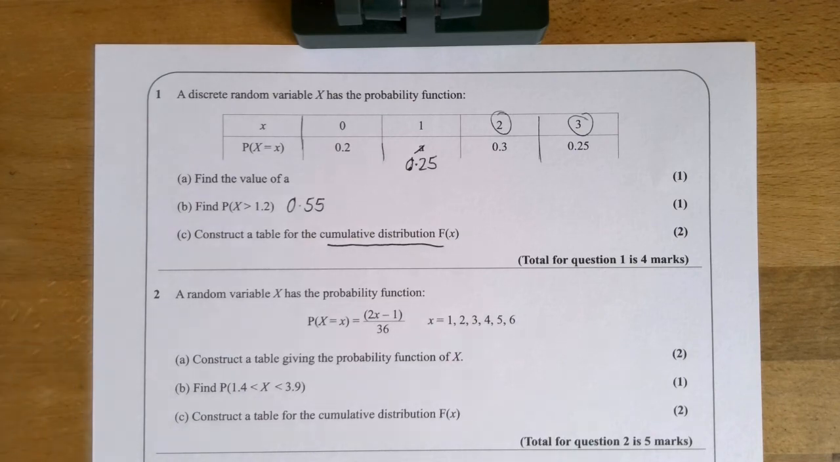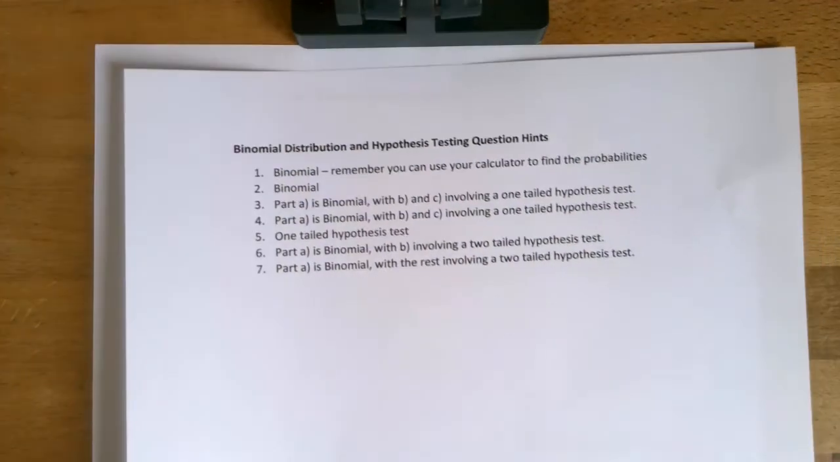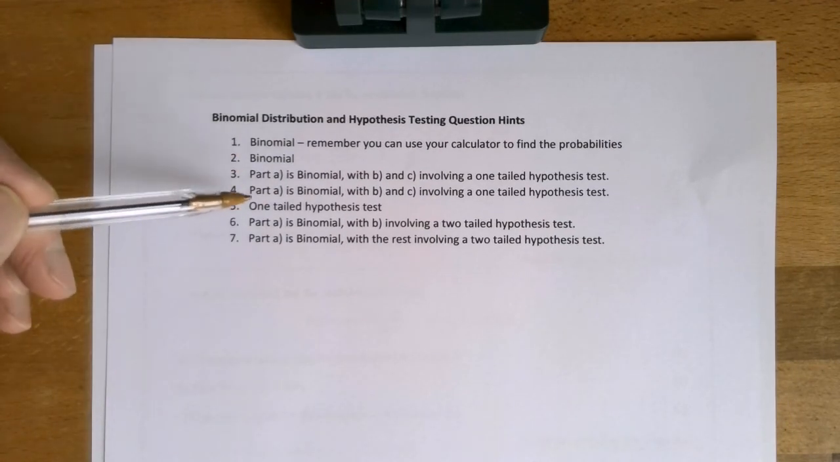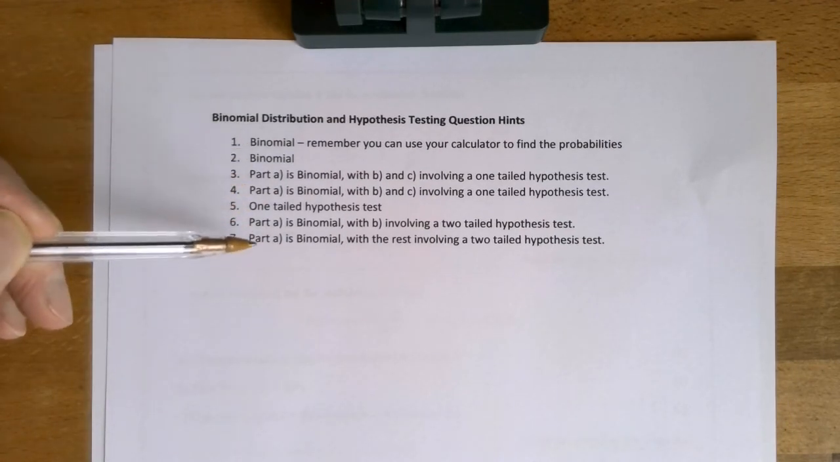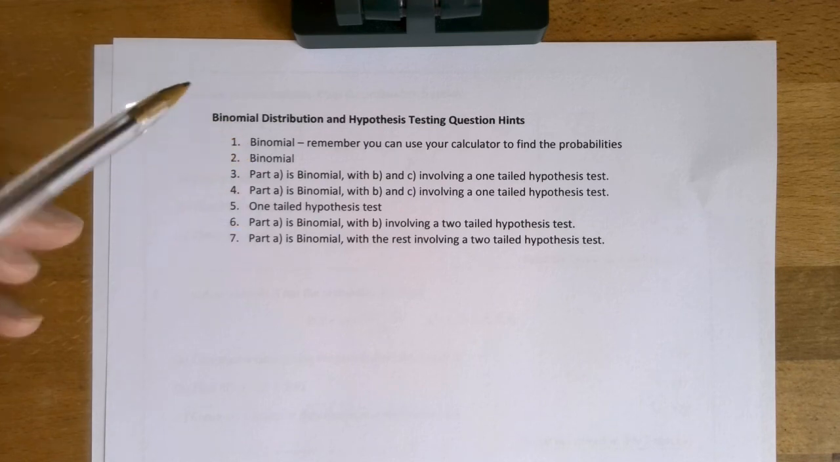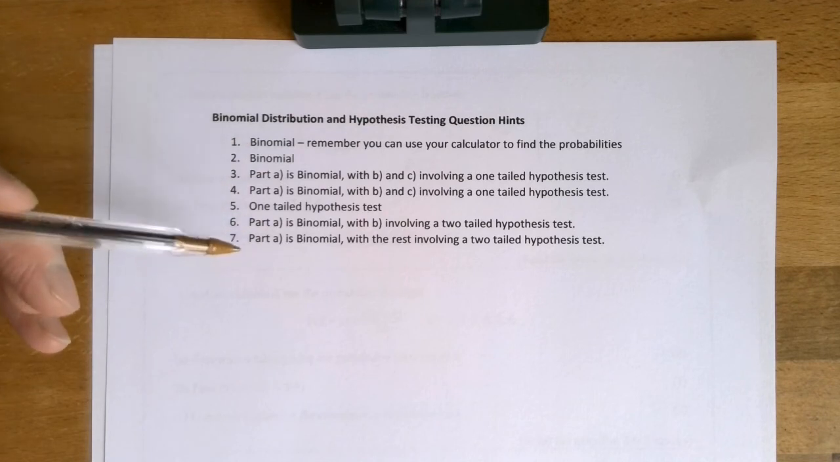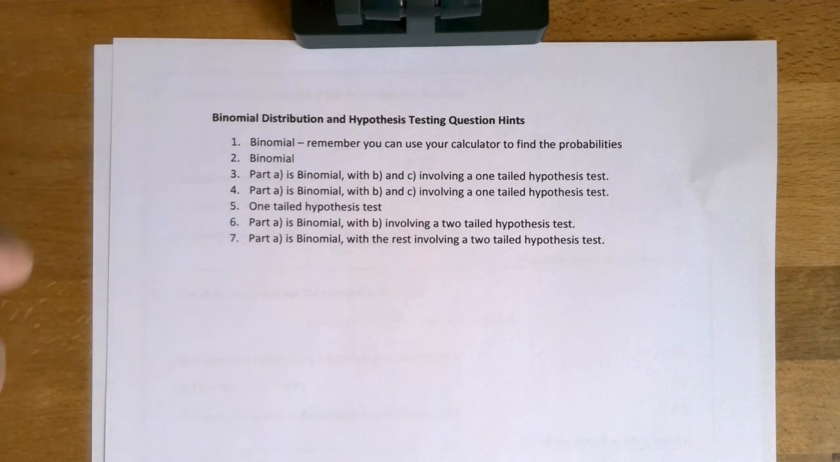And then the second set of questions are on the binomial and hypothesis testing. And what I've done is I've also attached a little PDF with some hints, just pointing out what sort of question those 7 questions are. So that refers to the binomial distribution and hypothesis testing questions. I've just put those hints in. You might not need those, you might decide to have a go and then look at the hints. But that's just a little bit of guidance to remind you when it's a one-tail test, when it's a two-tail test, and things like that.